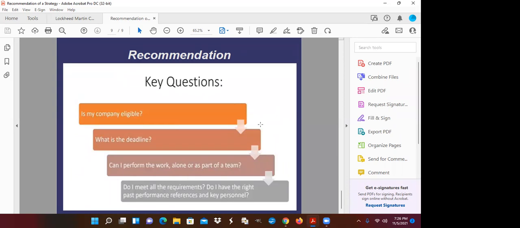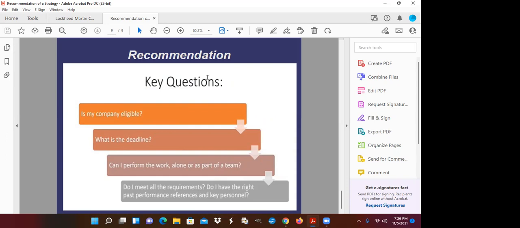And then when you go through those, these are recommended questions that you want to ask yourself. Is my company eligible for this particular contract? What is the deadline? As we were saying earlier, can I perform the work alone or as part of a team? And whether or not you meet all the requirements. If you can answer those, that will drive you toward that contract, then you can go ahead and say, okay, I'm going to go in on this particular contract, no matter how big or small it may be.